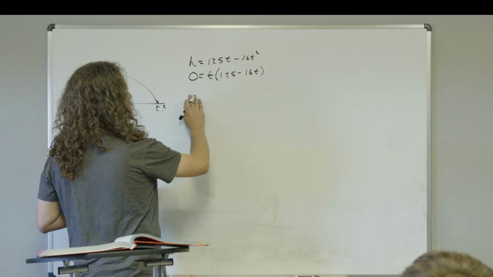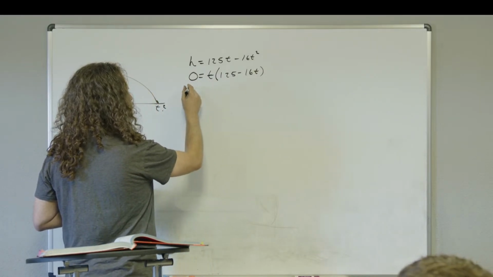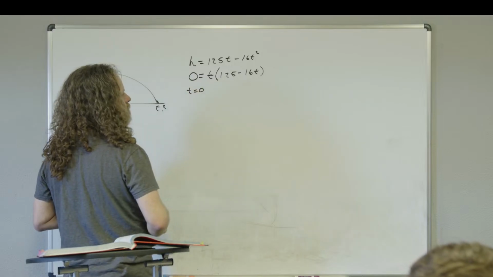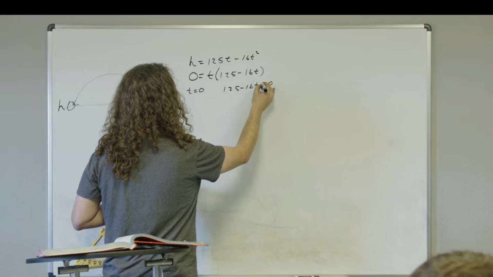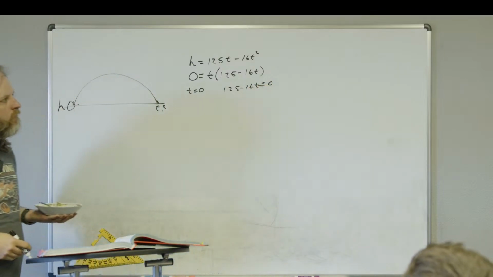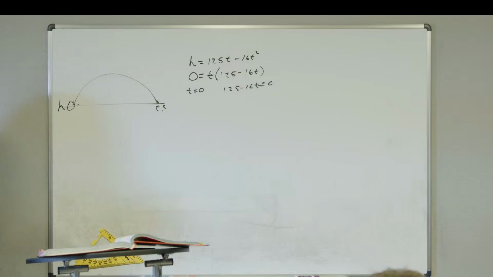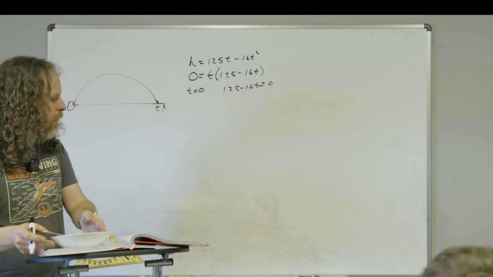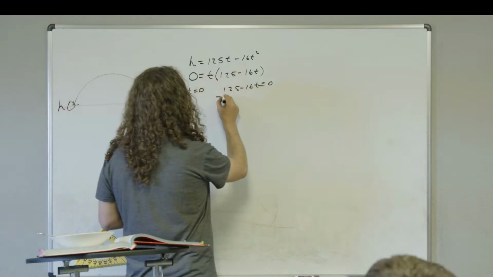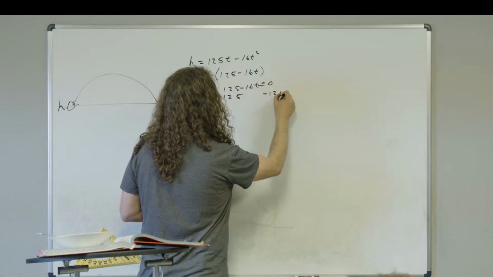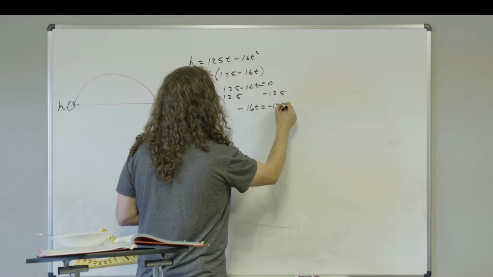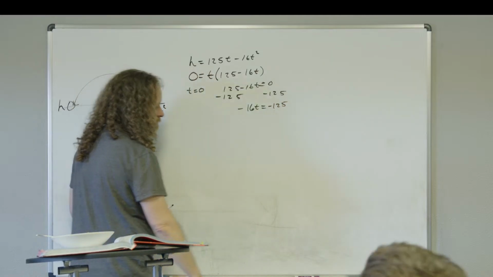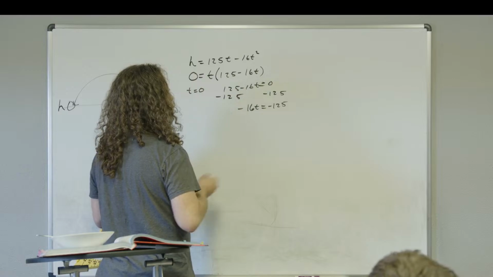Once it's completely factored and equals 0, we can set each factor equal to 0. So t equals 0. And 125 minus 16t equals 0, right? t equals 0 is already solved. How do we solve the other one? Negative 16t equals negative 125. Now what? Divide by negative 16.